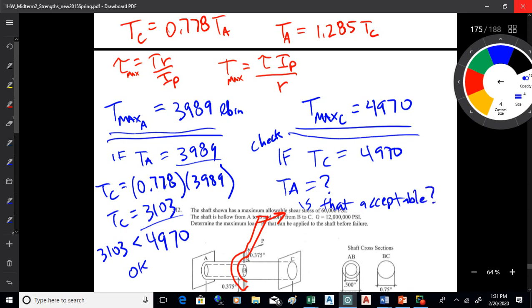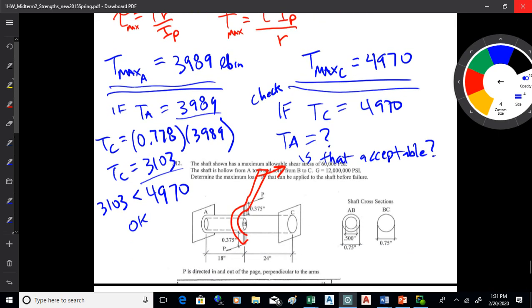Now I don't think it's going to be, but all the same, check it, okay? Make sure, figure out what we're doing here. We're figuring out which side maxes out first. So if I just put a wrench on that and start turning it, T_A is going to hit 3989, and I think at that point I've got to stop because T_C is still okay. But all the same, check, just to understand this process a little bit: if you take T_C out to 4970, what's T_A going to be? And I'm pretty sure it's going to be too high, okay? But check it anyway. All right?